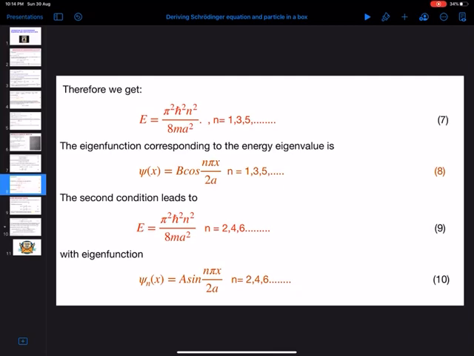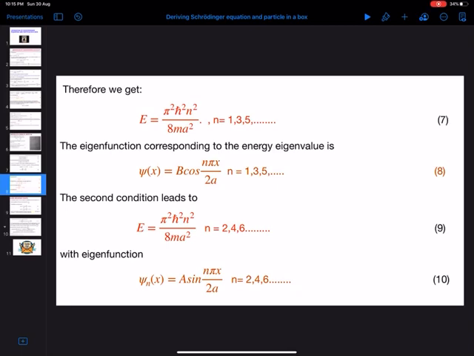So you can take it as an exercise to do it for 0 to a, or 0 to L, or you can do 0 to a pi by 2. You get only one eigenfunction, and with respect to that, an eigenvalue. So I want to discuss some points here, like you can see equation number 7. Here E is energy, pi is pi, h cut is the reduced Planck's constant, and m is the mass. And a is the width.